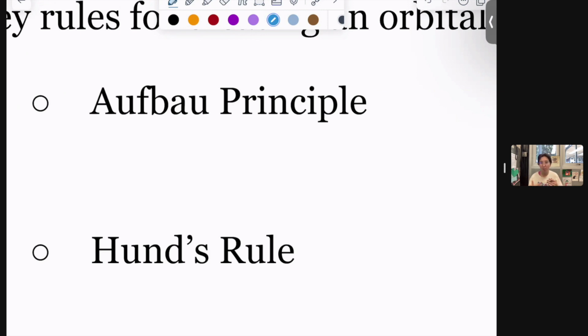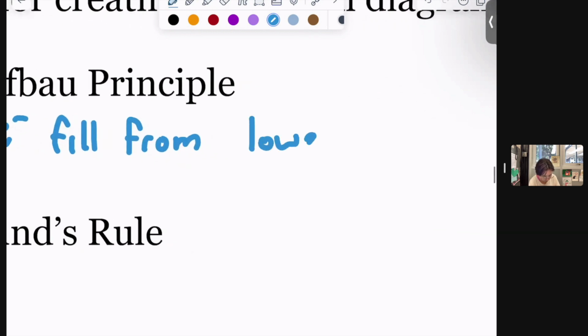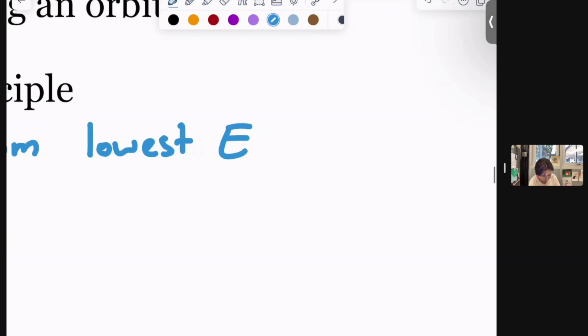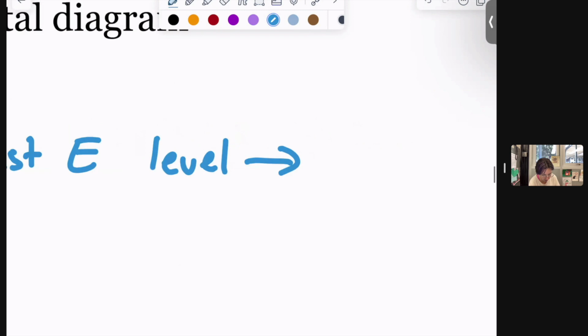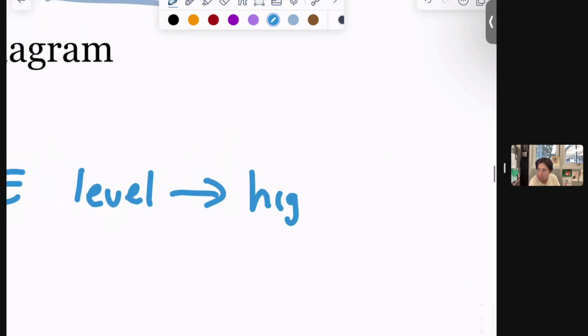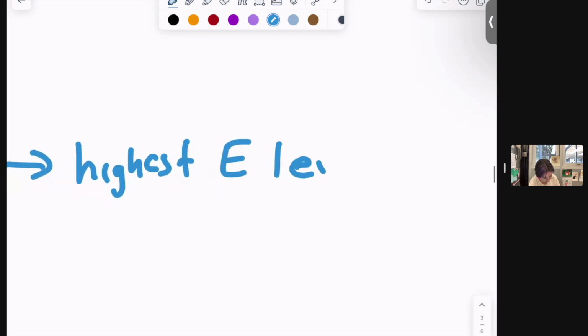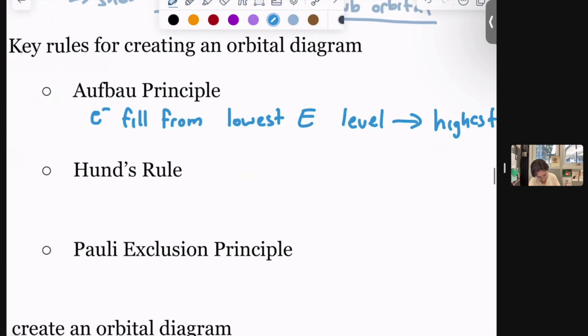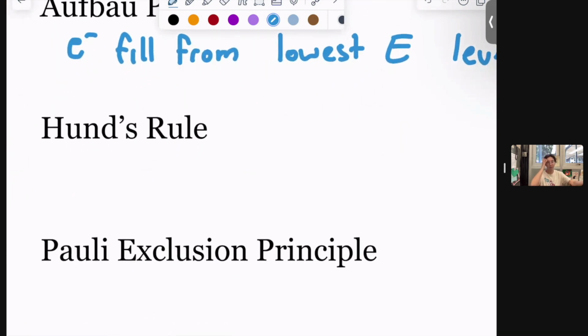First is called the Aufbau principle. Electrons, and I know they have fancy names, but you actually already know this. Electrons fill from lowest energy to highest energy. So you already know that one, you just didn't know the name. Just like with Bohr, just like with our electron configurations, you start at your n equals 1, your 1s, and then go up.